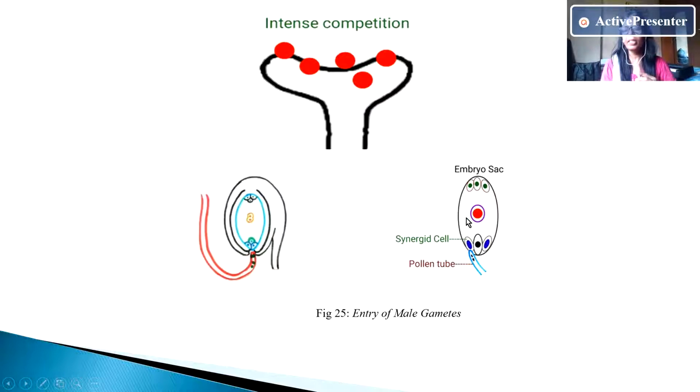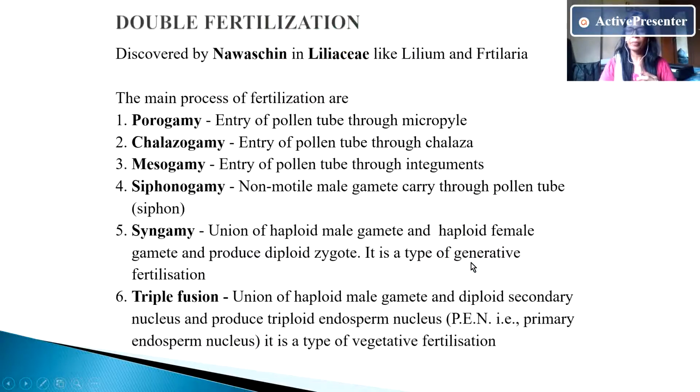Here is the female gametophyte. It is a 7-celled, 8-nucleated structure. This is the diploid secondary nucleus, with three haploid cells here and three haploid cells there. These are the synergids, the egg cell, and the central cell, and here the pollen tube with the 2 male gametes. Here we can say double fertilization. Fertilization in angiosperms is known as double fertilization. Why it is known as double fertilization and what the products of double fertilization are, we'll see now.